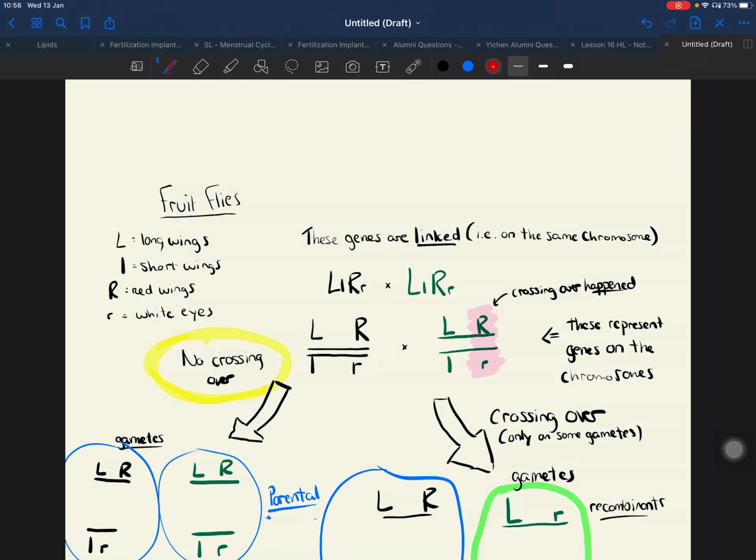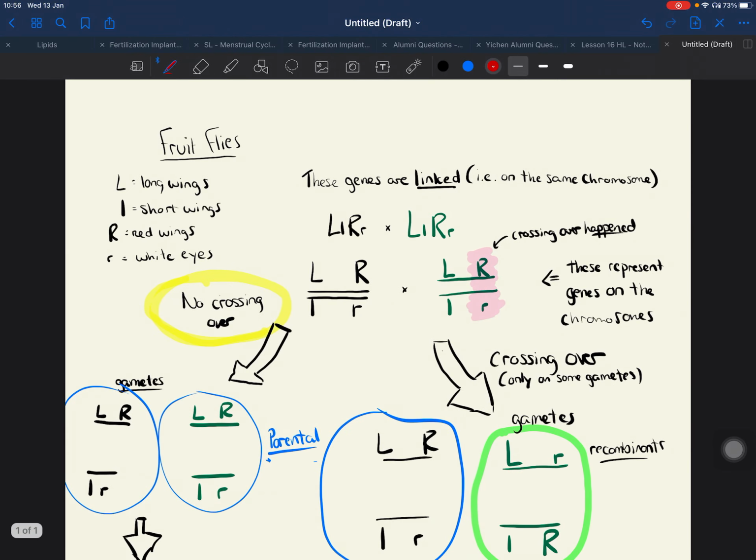Okay, so this video is going to explain how recombinants form, how you can recognize them, and the process of crossing over. So we're going to take the classic example of our fruit flies. We're looking at two traits: long wings, short wings, and red eyes, white eyes.